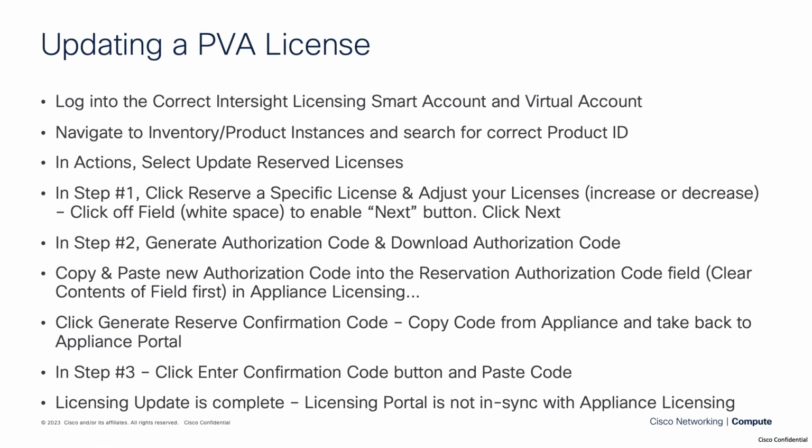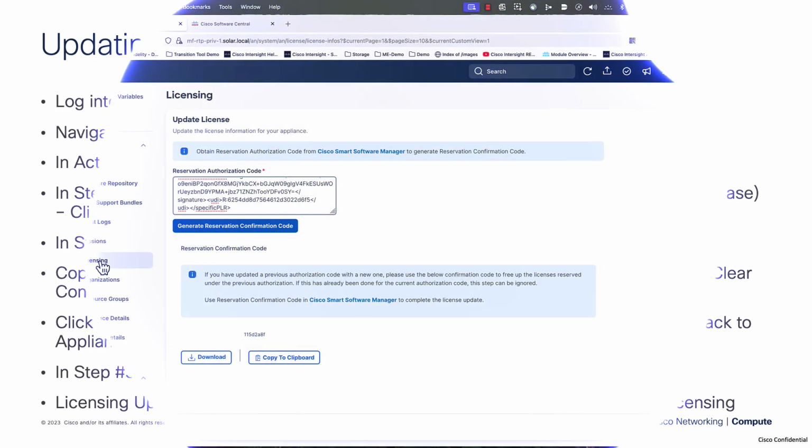Okay, so this slide is basically for your future use. It's step by step what you would do to update the license count in the private virtual appliance, either adding to or taking away. I'm not going to go through each line here because we're going to talk about this in detail in the demonstration. So with that, let's move on to the demonstration.